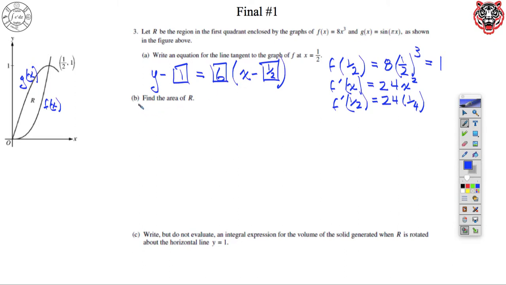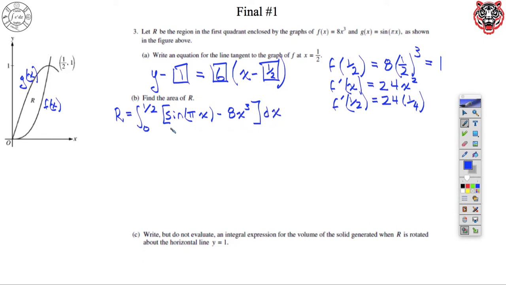Okay, so area, you're just doing the top function minus the bottom function. Trouble here is we have no calculator. So let's go ahead and do this. We know that the area of R is going to be equal to the integral from 0 to the x coordinate, which is 1/2. We're going to be doing our top function g of x, and we might as well just write what that is because we don't have a calculator. Sine of pi x, all of that minus our f of x, which is 8x cubed. All of this is with respect to dx.